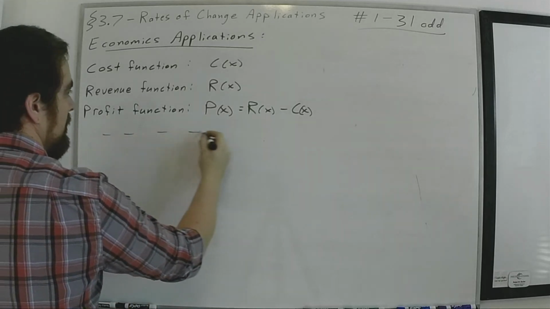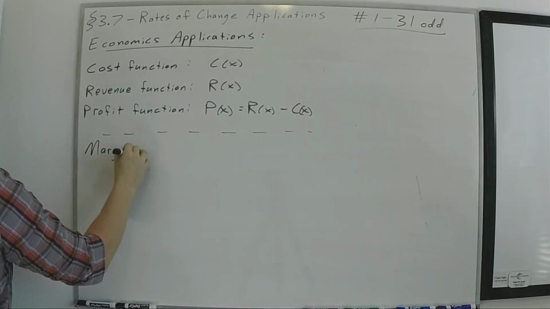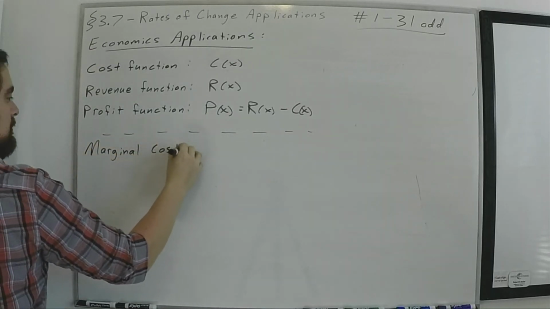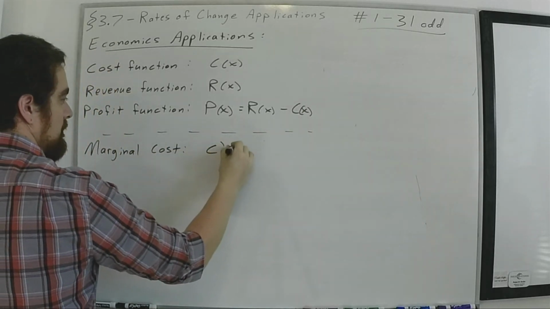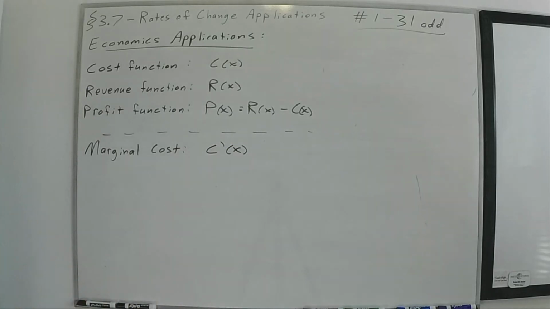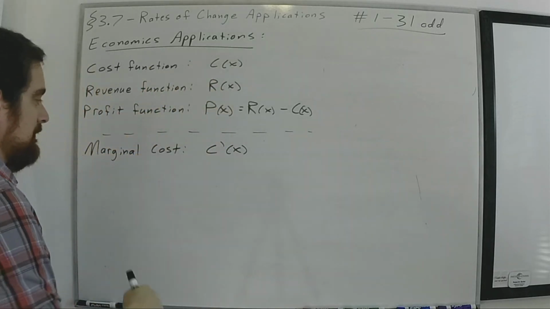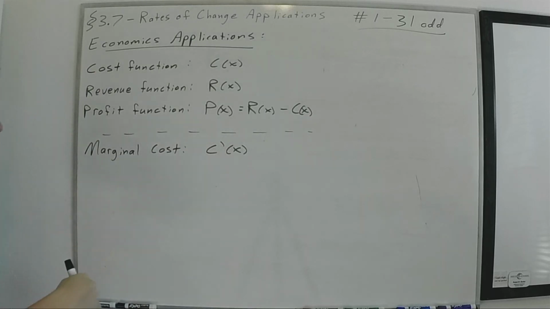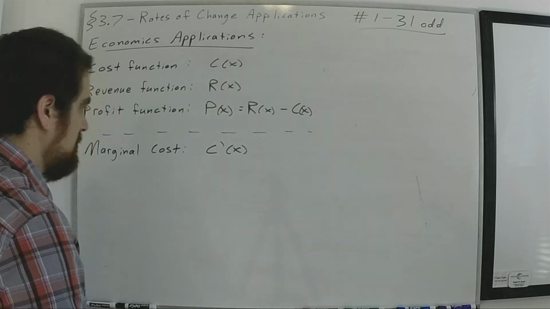So we have these three types of functions. Now, along with them, you can also talk about marginal cost. That is the cost of producing the next unit, and that is given by the rate of change of the cost function. Is your cost increasing or is your cost decreasing? That tells you about your marginal cost. Does it cost me more to make another unit, or does it cost me less to make another unit?